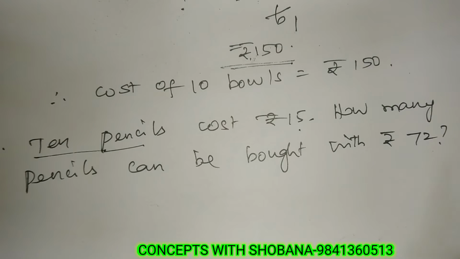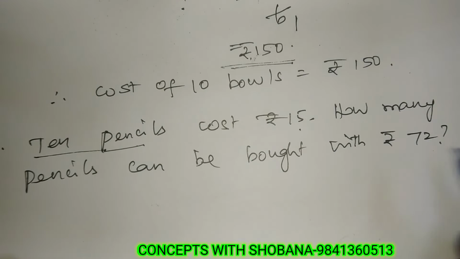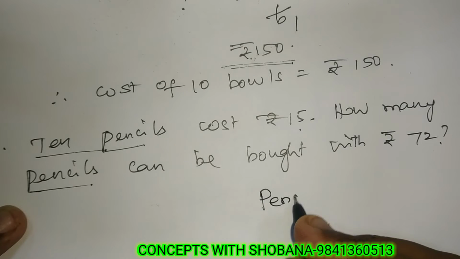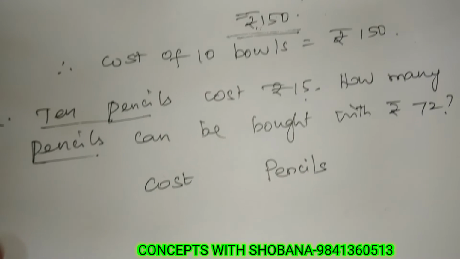If you want to see this very simply, I will give you a small clue, a small trick. Write what you need to find on the right hand side. Whatever is given, just write it on the left hand side. We will divide it into two. Now pencils and cost are given. What do we need to find? The number of pencils. So we will put the pencils on the right hand side. Cost is given, so we will write the cost on the left hand side. That will make things simpler.